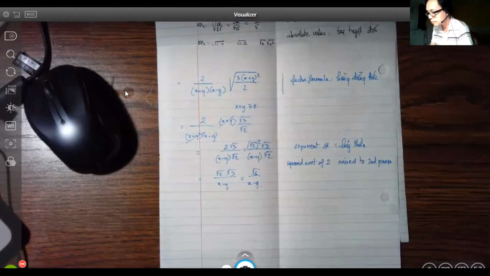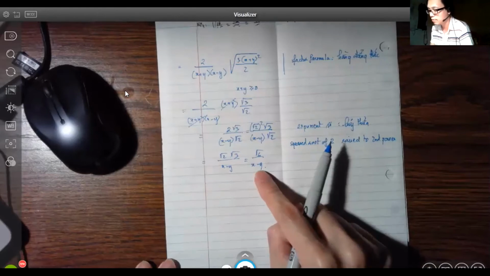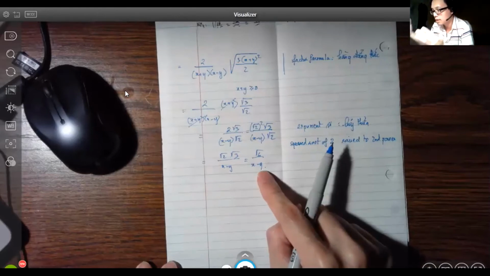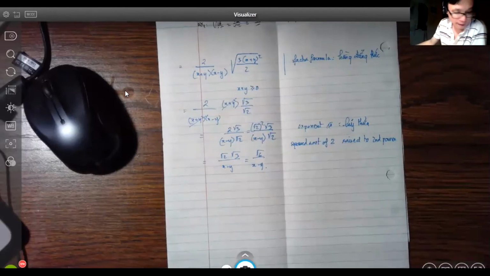Okay. So this is your final answer here, and we cannot do anything else, right? We cannot simplify x and radical 6. We cannot do that, so we're going to leave it like that. Okay. So that is the first example.